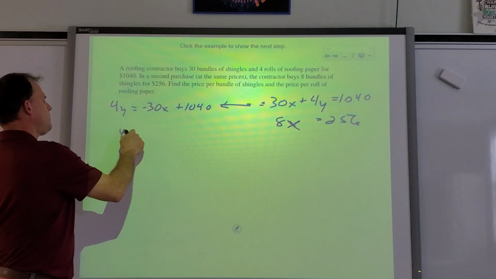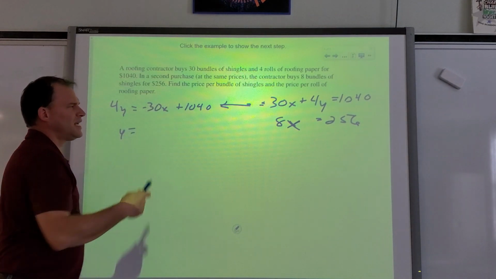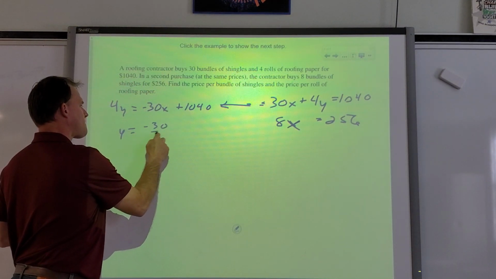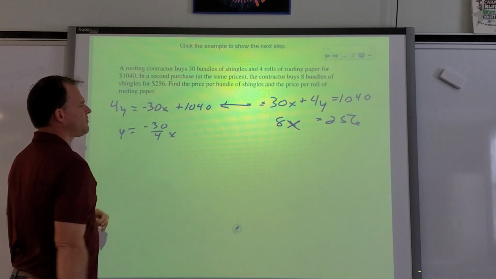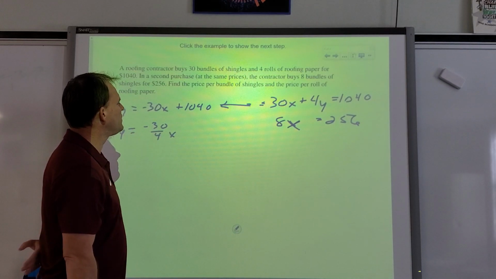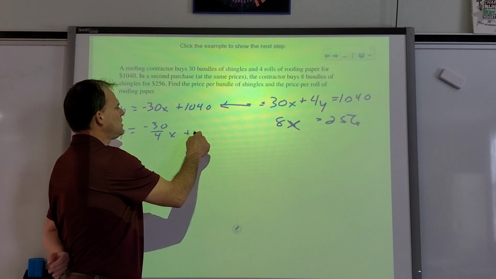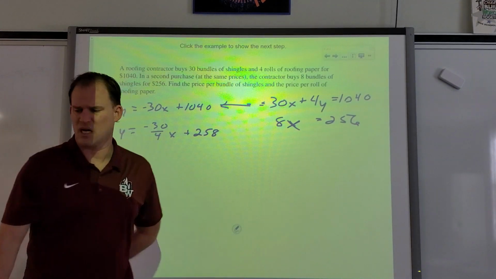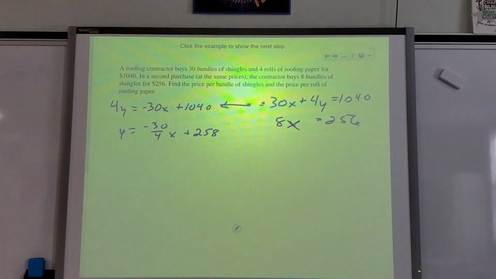Divide by 4. Now again, I've got 30 over 4. Divide by 4 there, I'm going to get 250, 258. I need a calculator on that one. Let me double check that real quick. But let's talk about that 30 over 4.